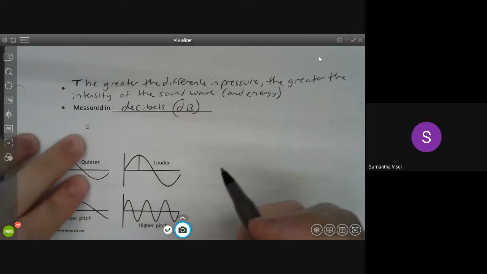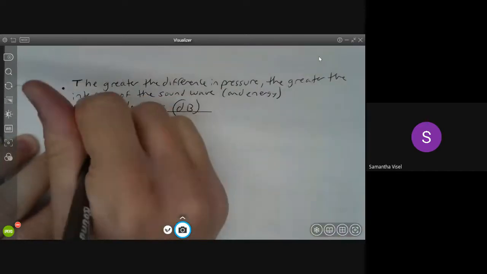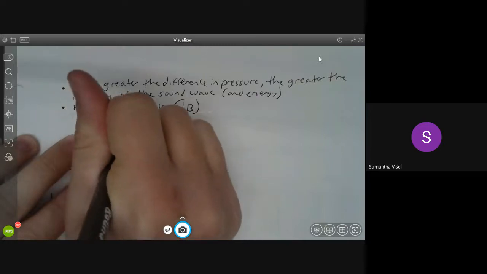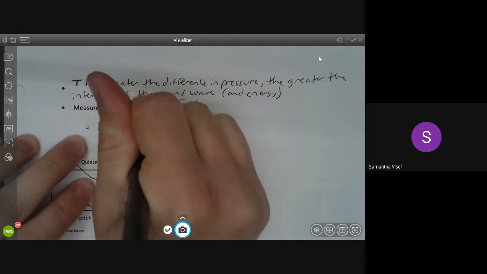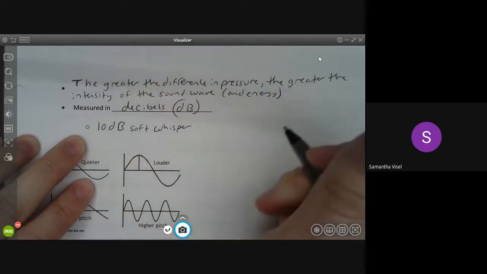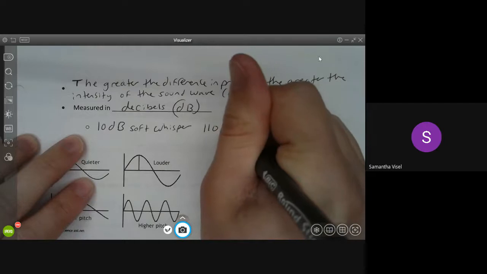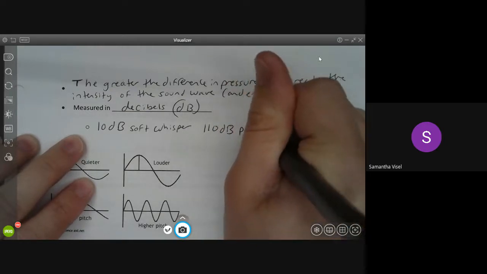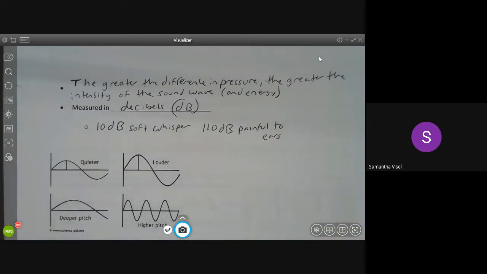It is logarithmic, so it goes by bases of 10. And to give you an idea of what the scale looks like when you see a number, 10 decibels is barely audible, like a soft whisper. Whereas 110, that's when it's going to start to get to be painful to your ears, like standing next to the woofer at a really loud concert.